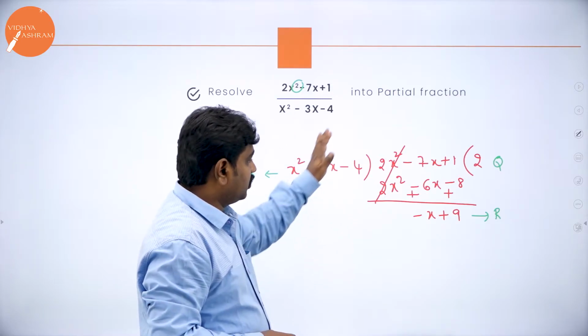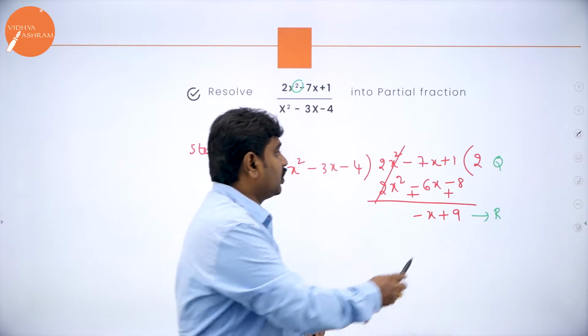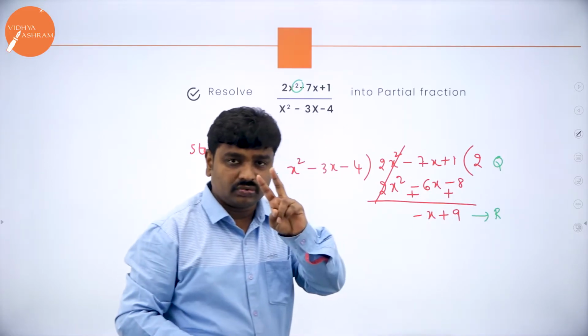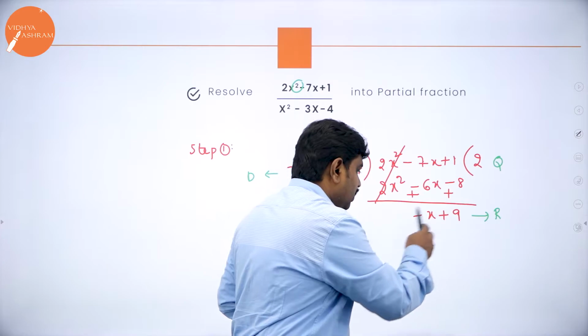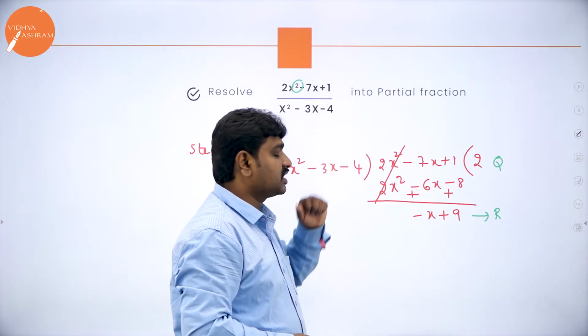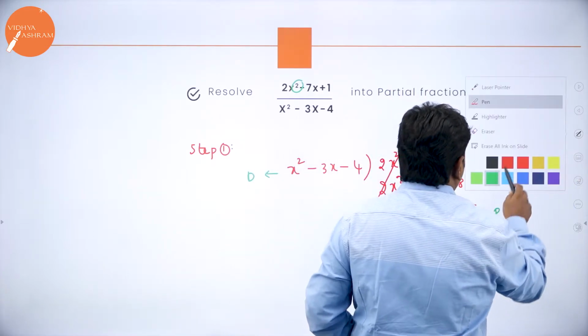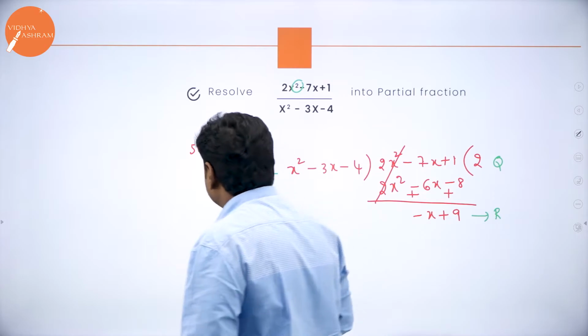So now I taught you how to divide. After dividing, you should know what is the quotient. Quotient we got is 2. What is the remainder? Remainder we got is minus x plus 9. What is the divisor? Divisor is x square minus 3x minus 4. After you divide, we should write the given problem. So now let us write the given problem. What is the given problem?